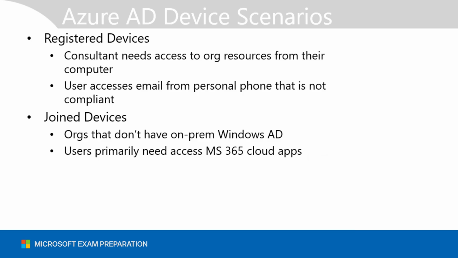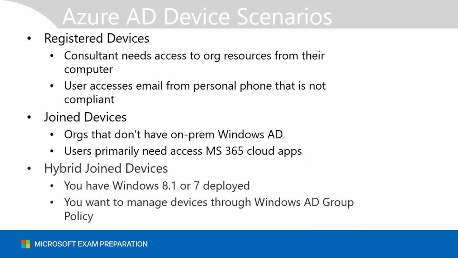For joined devices, this could be used for organizations that don't have an on-prem Active Directory. And so hybrid joined is not a choice in that case. And so the authentication could happen to Azure AD. Often these are used for organizations that don't synchronize with on-prem AD, but they do have Microsoft 365.